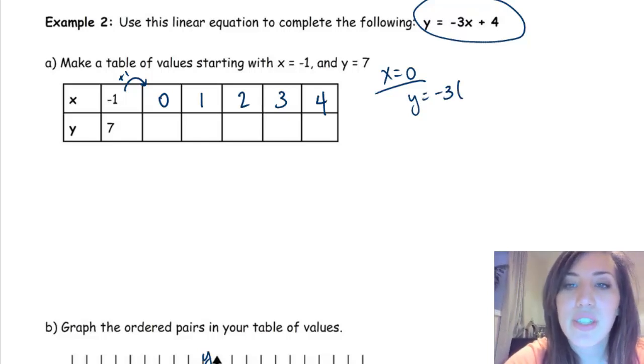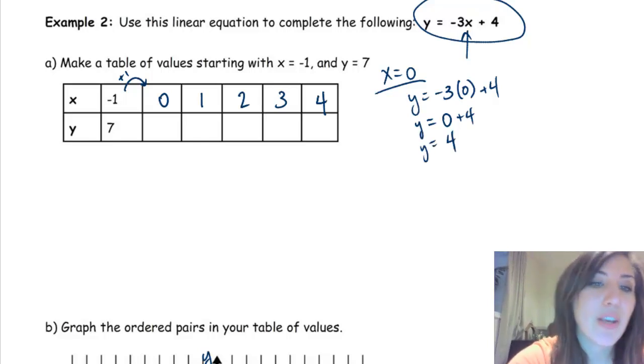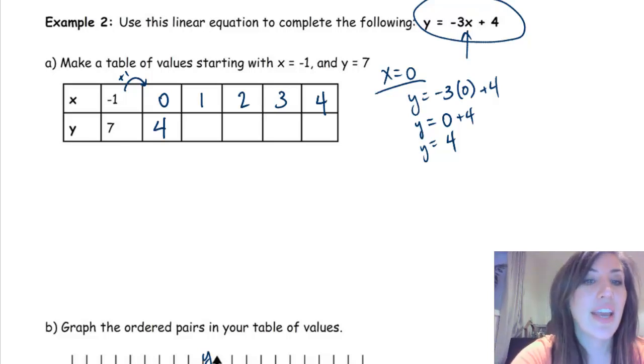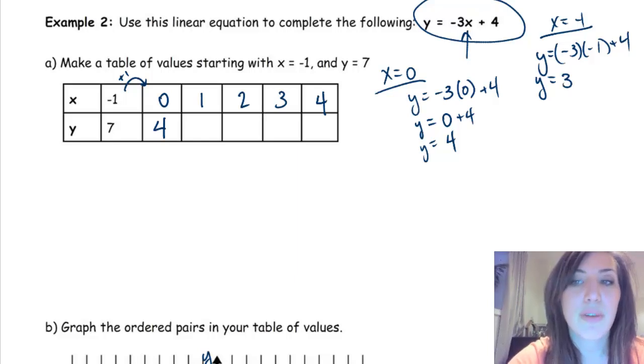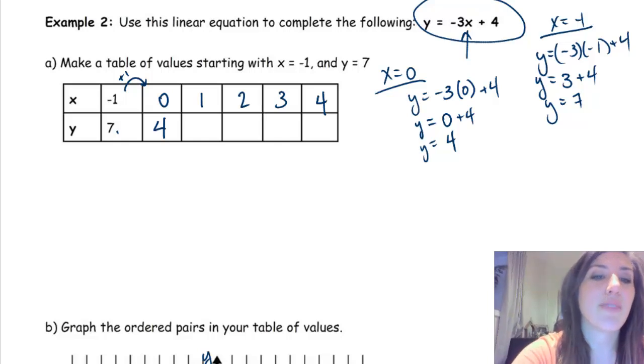then y equals -3 times x plus 4, and for the x here, we're just going to write 0, plus 4. Anything times 0 is 0, plus 4, so y equals 4. So in this box, we're going to put y equals 4. We could even check that when x equals -1, here for that first one, y equals -3 times -1 plus 4. So -3 times -1 is +3, plus 4 equals 7. So that's how we got that number here, 7.